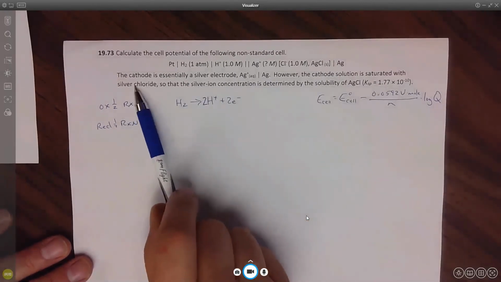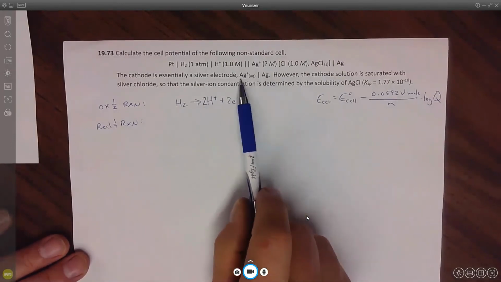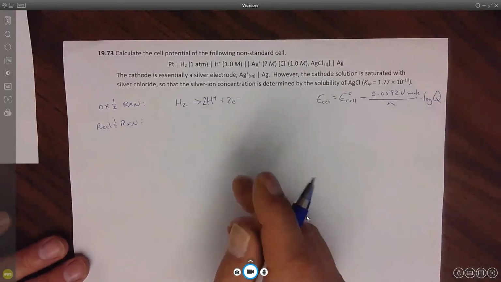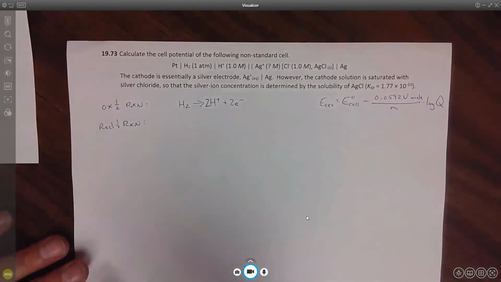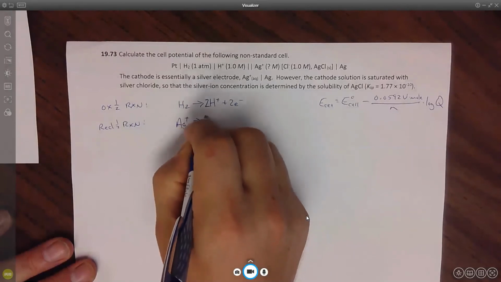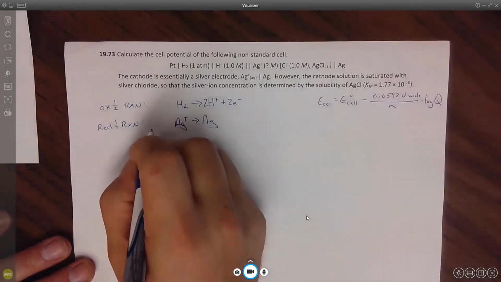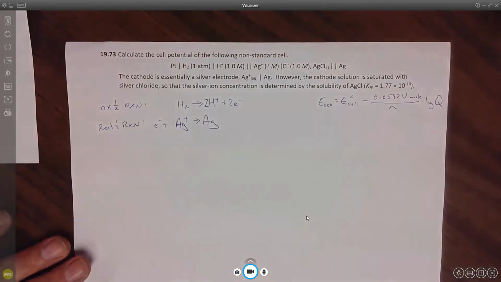So it tells you, though, that the cathode is essentially the silver electrode. So that's the silver plus going to silver minus, right? I'm sorry, silver neutral. So its oxidation number was reduced. So that is the reduction half reaction. So that is mass balance. To charge balance it, we just add an electron to it.